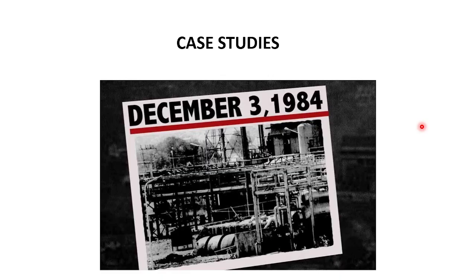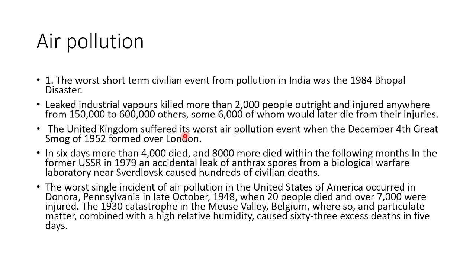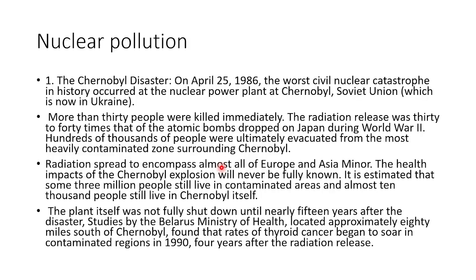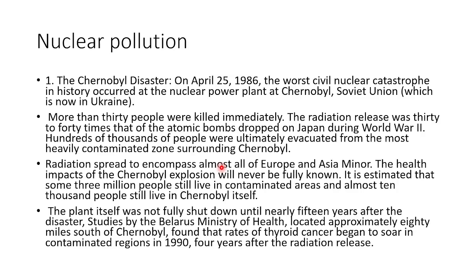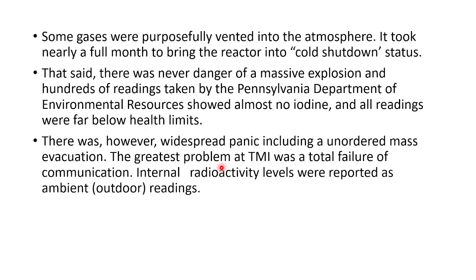The first one is air pollution. A common and very famous question of the paper setter is the London smog. It is a classical case which environmentalists study. The next one is water pollution. Minamata disease is there, Itai-itai disease is there, and arsenic pollution. Along with that, if fluoride is very high in water, then fluorosis may happen, which damages the teeth. Then nuclear pollution: the Chernobyl disaster and the Three Mile Island case.